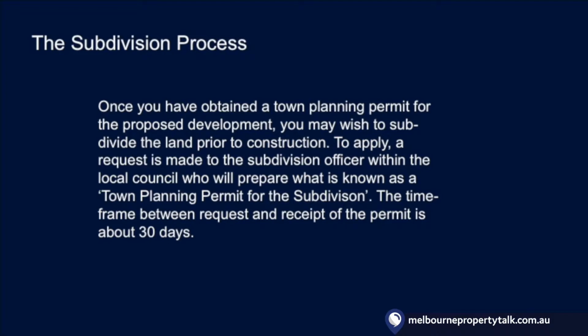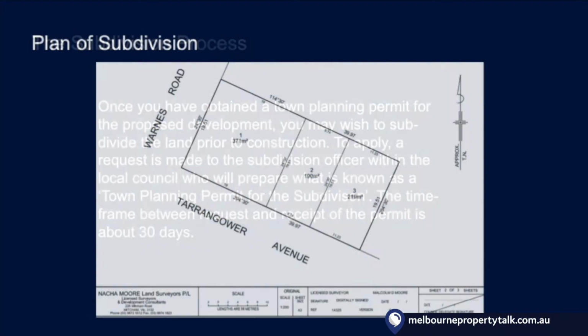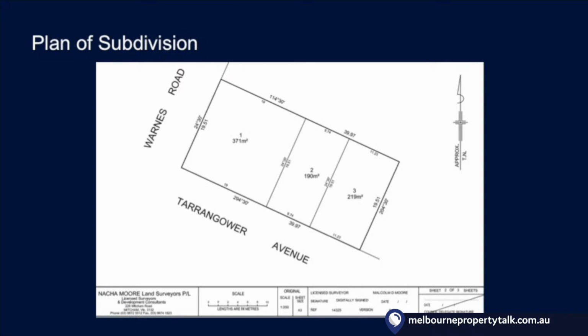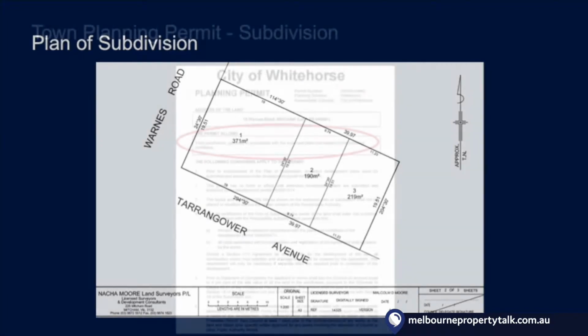Now, the time frame between request and receipt of that permit is about 30 days. A plan of how the subdivision will look is created by the land surveyor, and this is often referred to as a preliminary plan of subdivision. Here we can see a typical plan that shows the creation of a 3-lot subdivision.